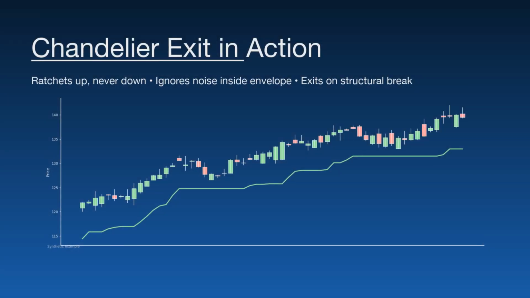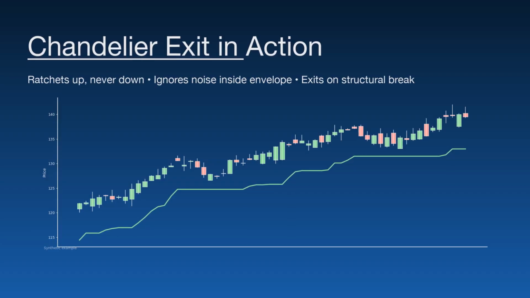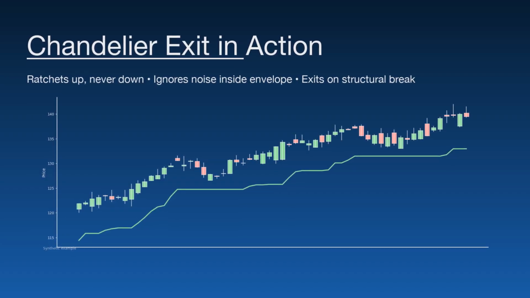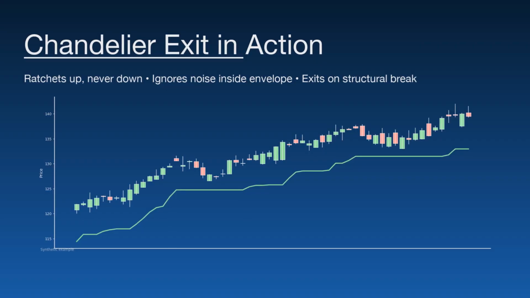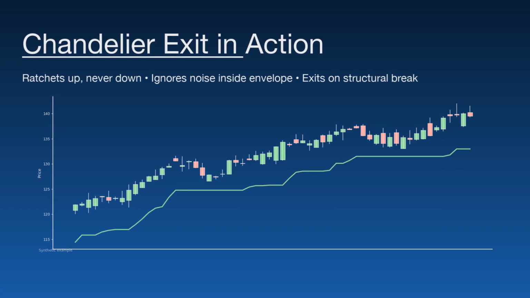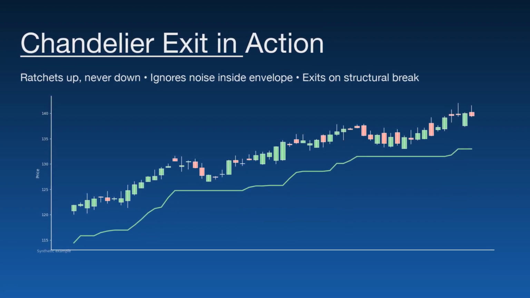Here is a synthetic uptrend with a 3 ATR Chandelier trailing stop. Notice the stop only ratchets upward, never down, so as the trend extends, profit is locked in mechanically. Pullbacks inside the volatility envelope are ignored. The exit triggers only when price breaks through the trailing band, which usually coincides with structural trend damage. This is how systematic trend followers stay in moves for months without second-guessing.